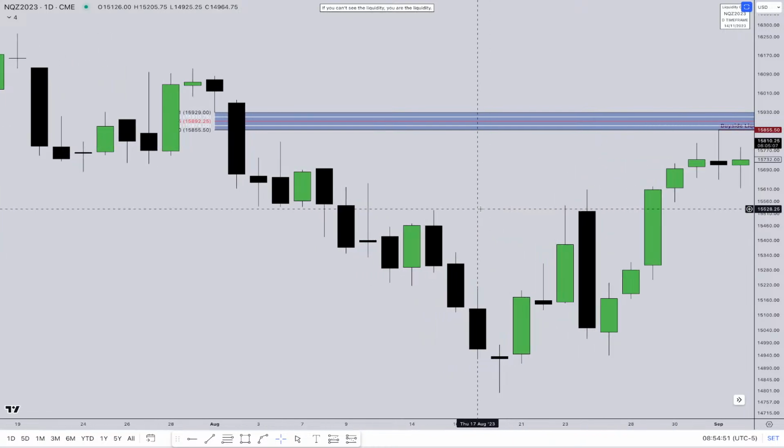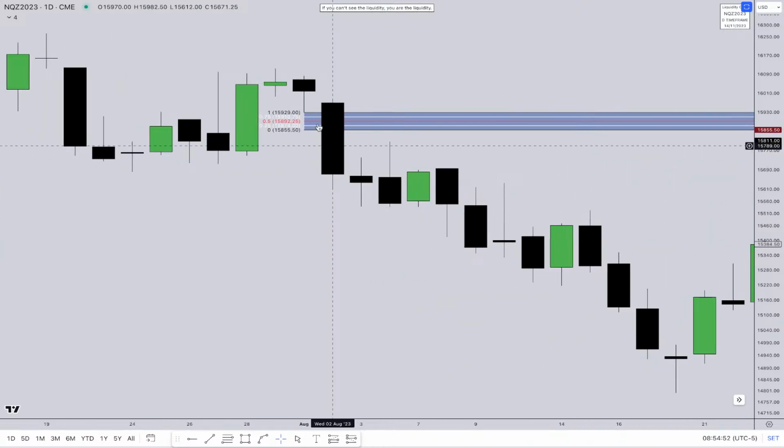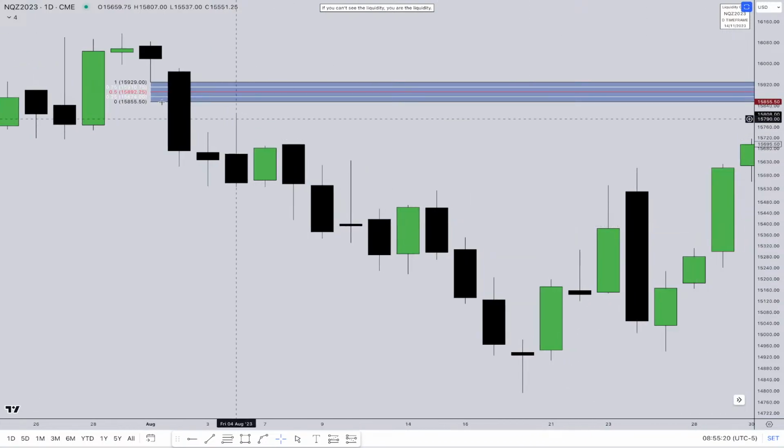Here are the levels. So we have the high of the fair value gap at 15,929 even. We have the consequent encroachment at 15,892 and a quarter. We have the low of the fair value gap, which comes at 15,855 and 2 quarters. And basically the quadrants, the 75% and the 25%. These are the levels that price can be reaching to.